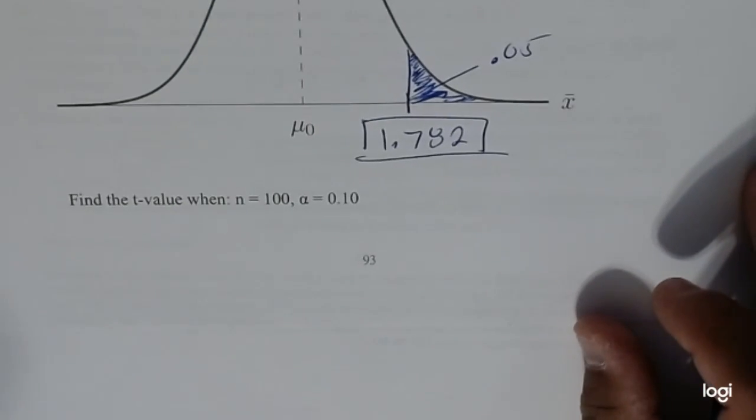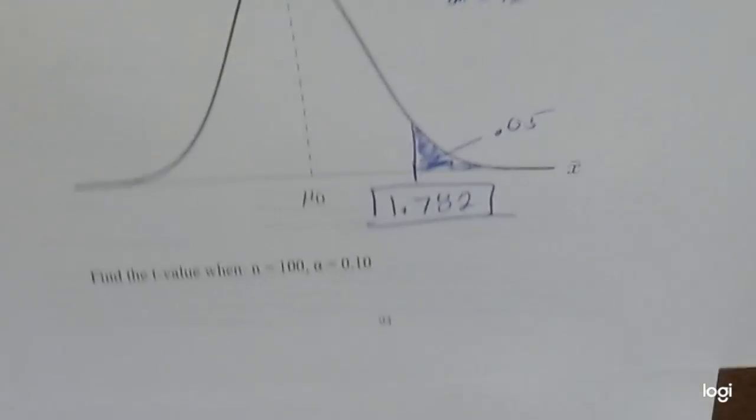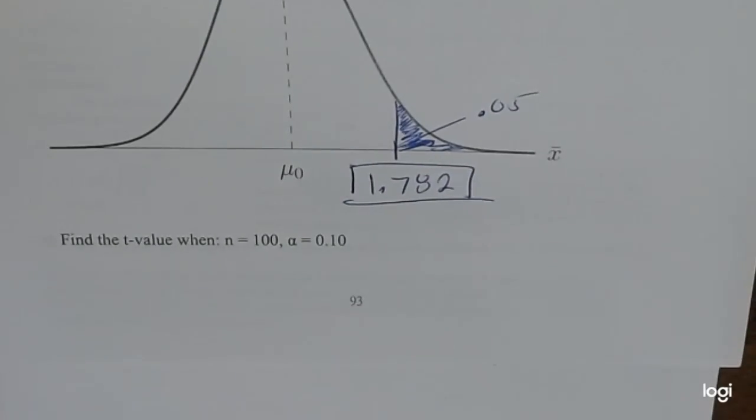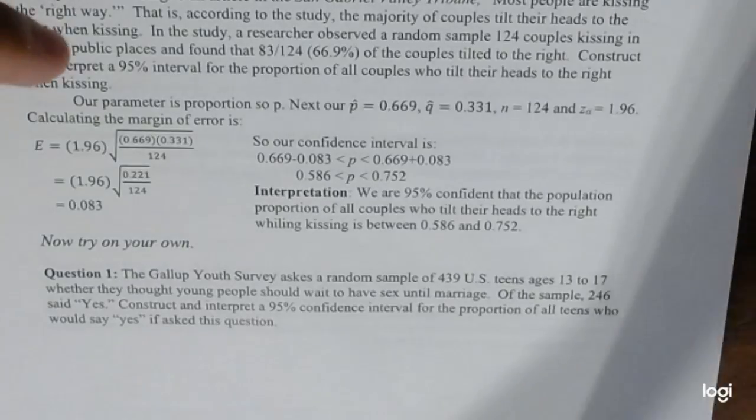So find the t-value when n is 100 and alpha is 0.10. You guys can just do it in the back. You can just quickly pause it and try it, and then we'll do it together right now. So I just put it in the back. Alpha again is already given to us, the 0.10.